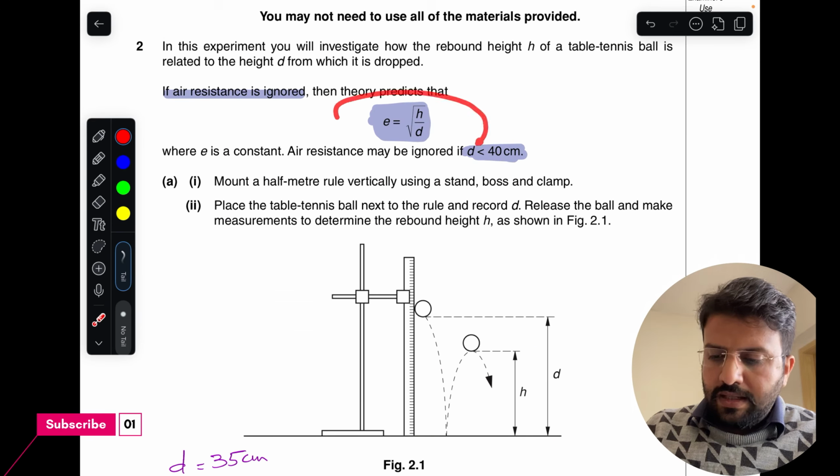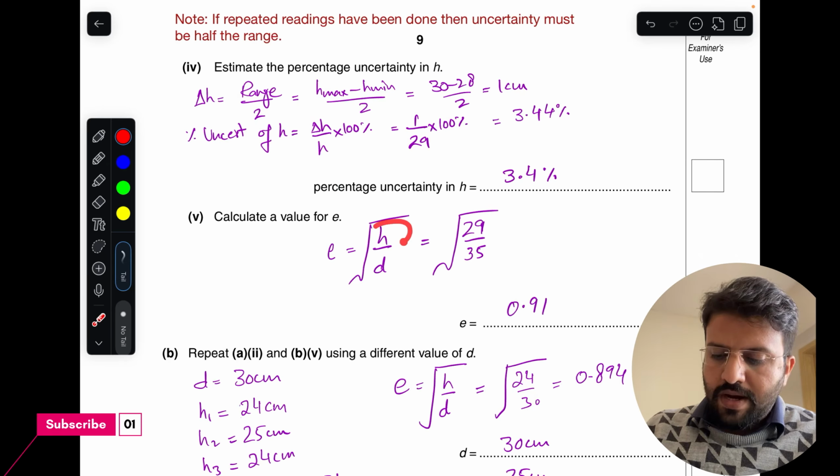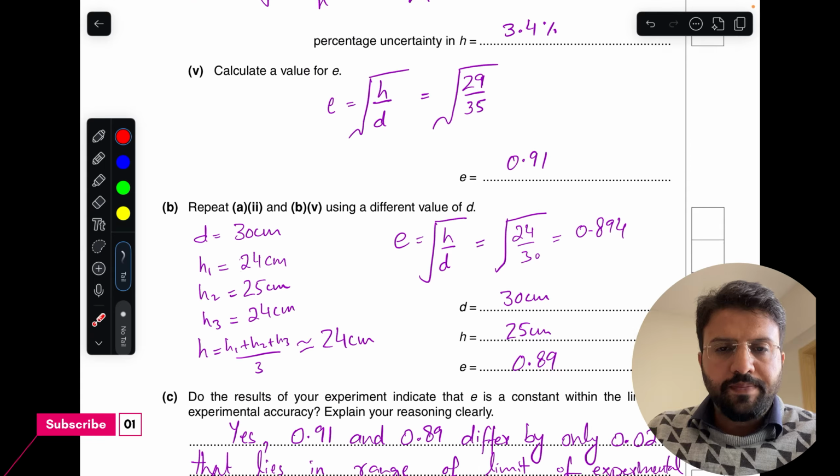How are we finding E? That formula is already given in the question. So you just have to put in the values that you have calculated. H is 29 and D is 35. You get 0.91.